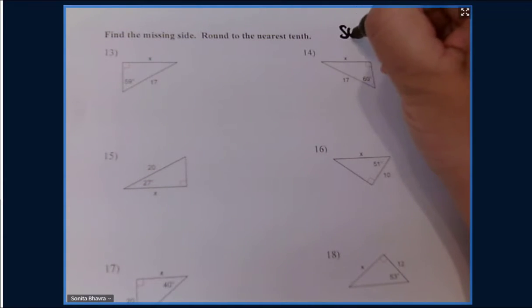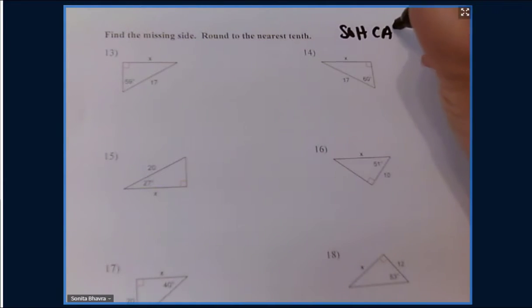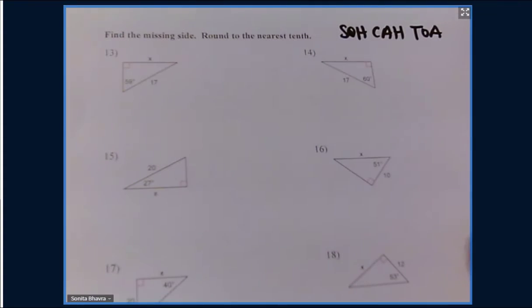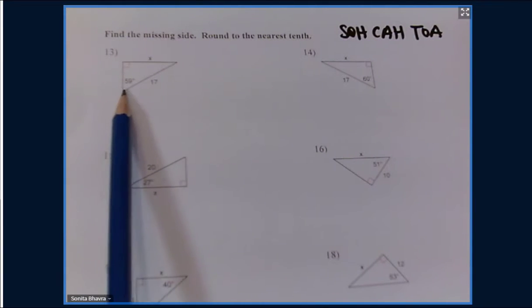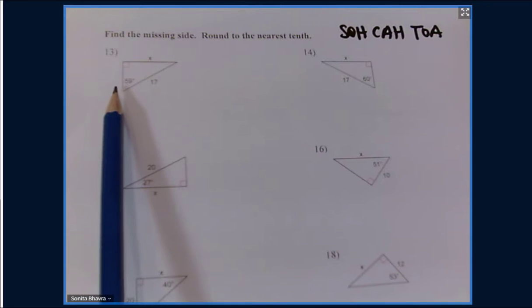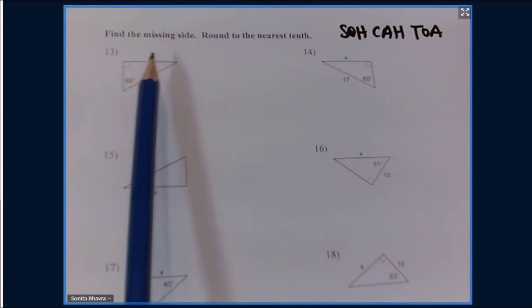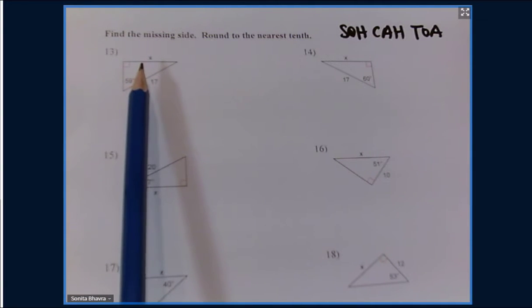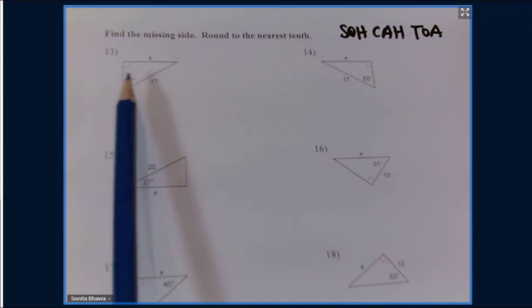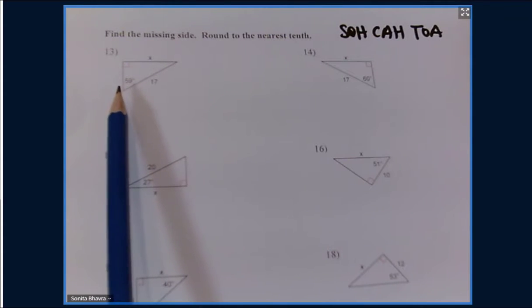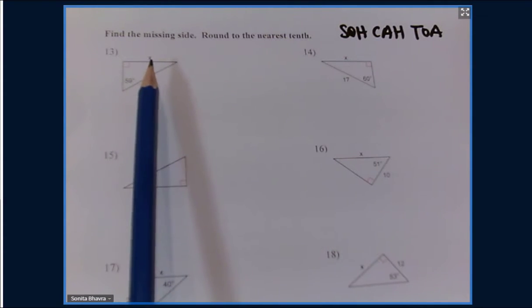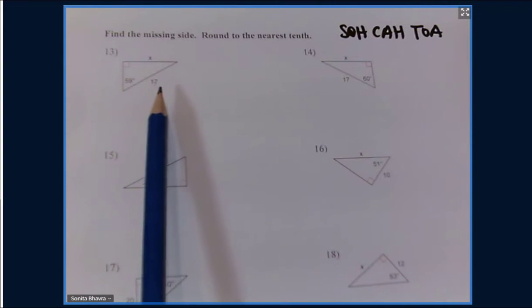So I'm just going to put our ratios here. So our SOHCAHTOA up here. All right, so SOHCAHTOA, let's take a look. We are given this angle of 59 degrees. So using 59 degrees, we have to figure out side x. That's the one that we have to figure out. All right, so using our angle of 59 degrees, x is opposite, and what we're given is our hypotenuse.